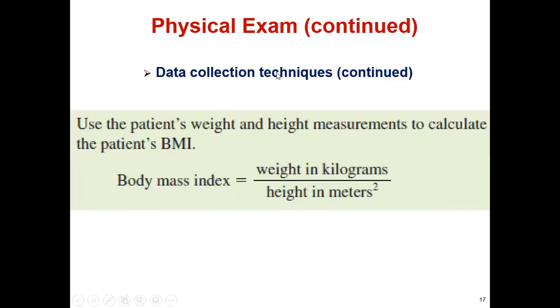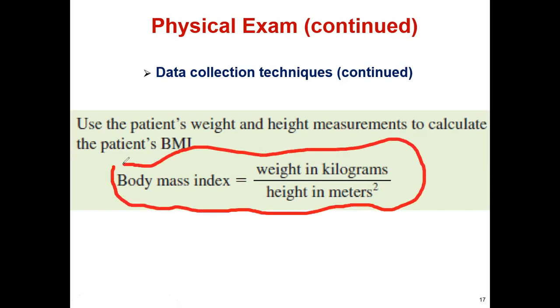Now here, data collection techniques use the patient's weight and height measurement to calculate the BMI. What is the formula? The formula says body mass index equals weight in kilogram over height in meter squared. So sometimes the NCLEX board gives a mathematical problem, and you have to solve it using this formula.